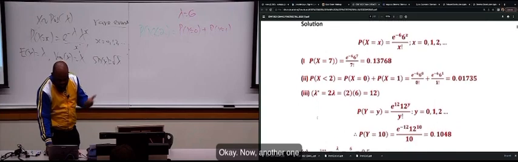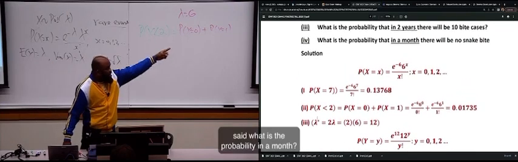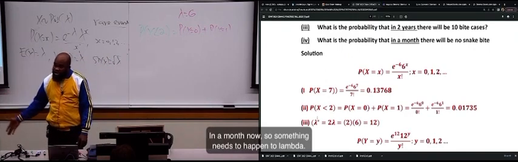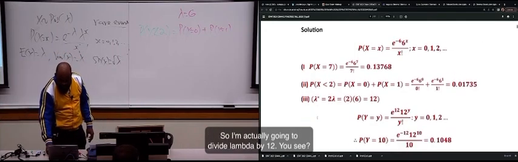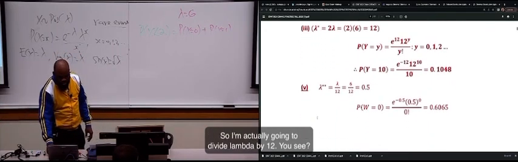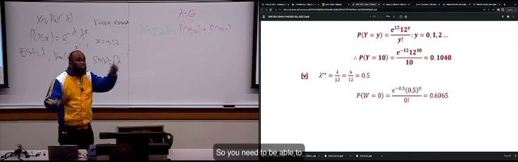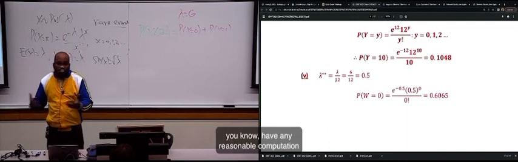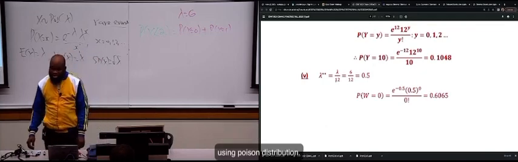Now another one said, what is the probability that in a month? The lambda you were given was for a year. In a month now, something needs to happen to lambda. So I'm going to divide lambda by 12. You see, that was why here I'm dividing lambda by 12. So you need to be able to understand your lambda before you can have any reasonable computation using the Poisson distribution.